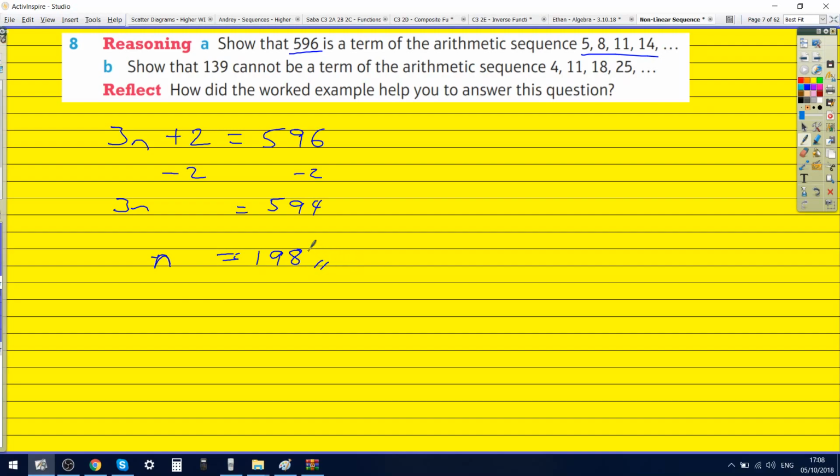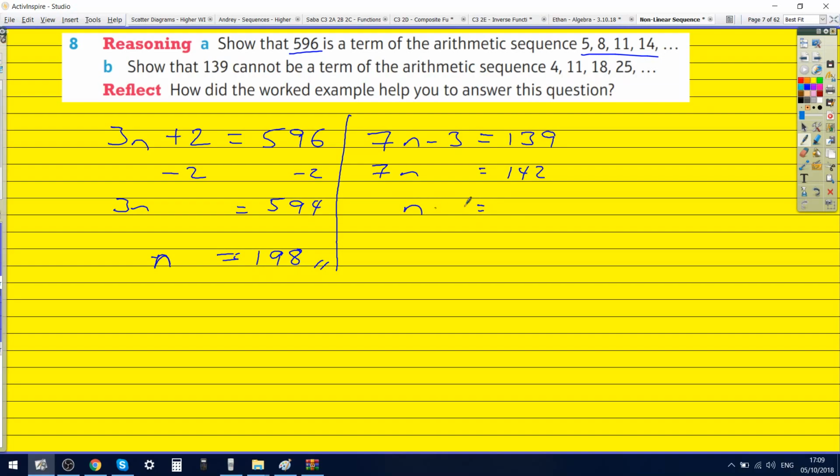How can you show that 139 is not a term in this sequence? Well, it is 7n minus 3. So you could do that equals 139. Add 3, which is 142. And it's not divisible by 7.